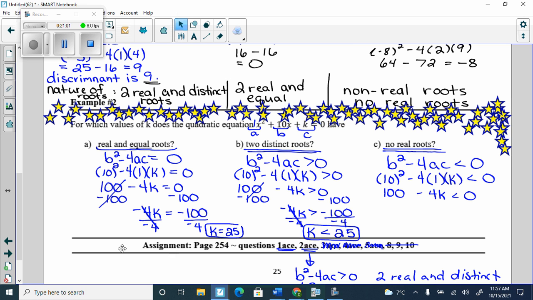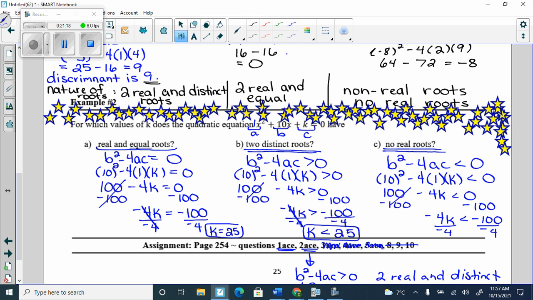What about this one? We are going to subtract 100. Negative 4k is less than negative 100. Divide by negative 4. What happens to my inequality sign now that you've been blessed with knowledge? It flips. It flips when you divide by a negative.